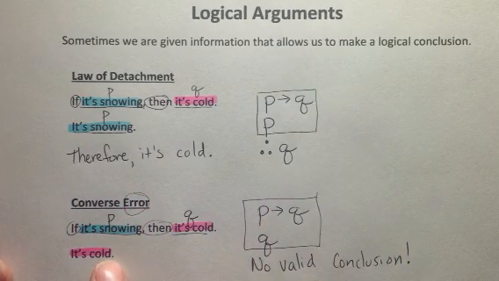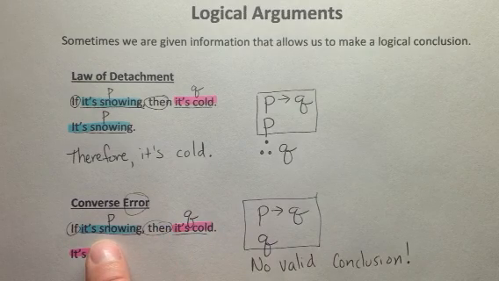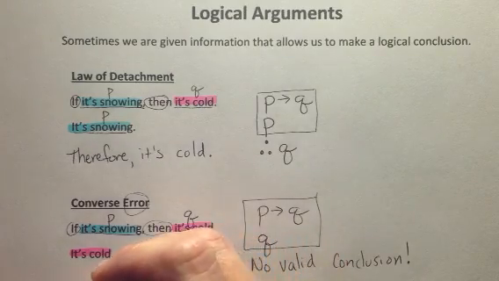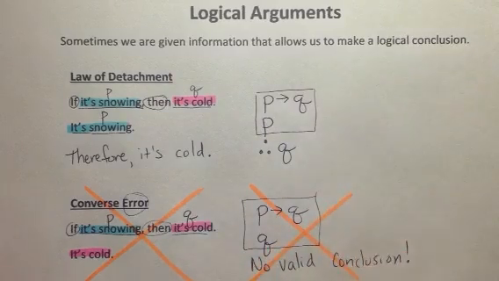Just because it's cold, we talked about that, the converse is not true. Just because we know the second part doesn't mean it's going to be snowing. It might be, but that's not what we're talking about. We cannot 100% say that therefore it's snowing. There's no valid conclusion to this. So again, I wish I had a big red marker right now. I'm going to put a big X through this because this is invalid. Do not fall for this trap.